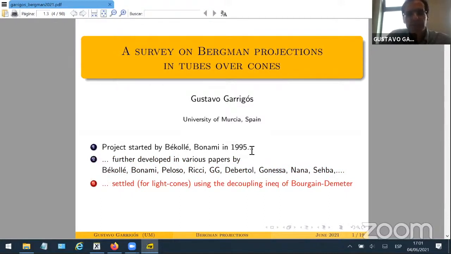So the problem is still open for general cones, but in the case of light cones, it has been settled by using some of the techniques that we developed in these papers, and by the proof of the decoupling inequality, which was an open problem for some years until Bourgain and Demeter solved it in 2015. So what I would like to do in this talk is to somehow survey the results that we did, the connection with the decoupling conjecture, and state some of the questions that still remain open about this problem.